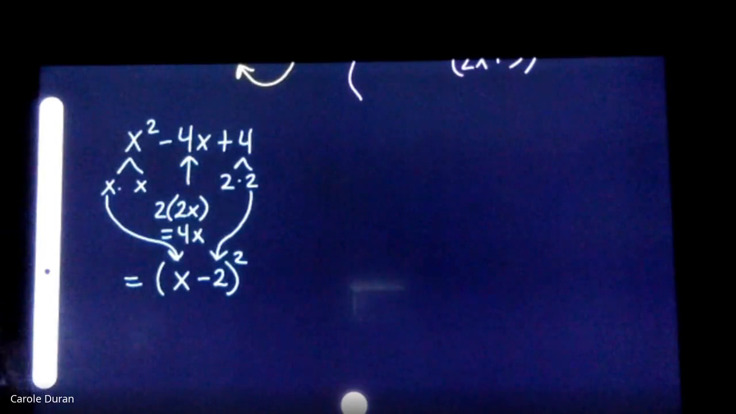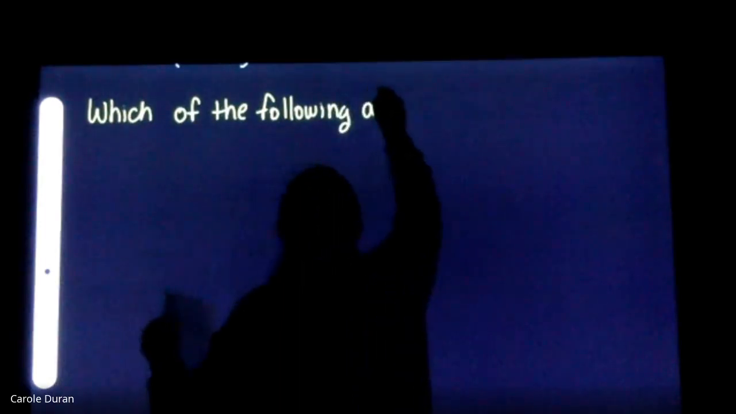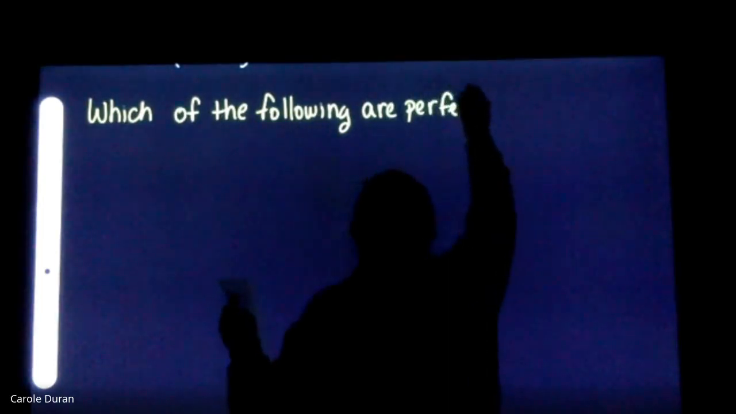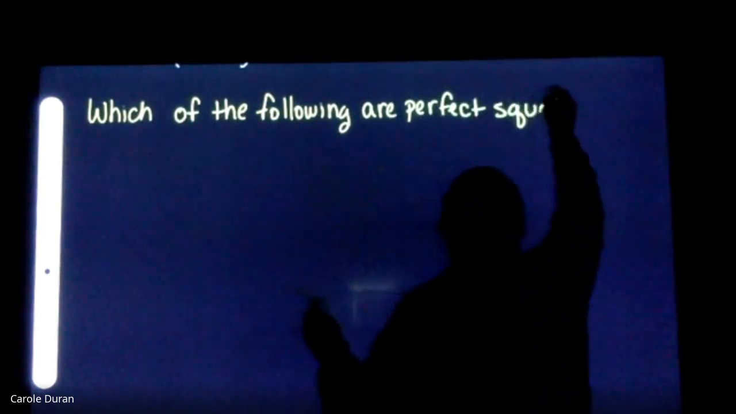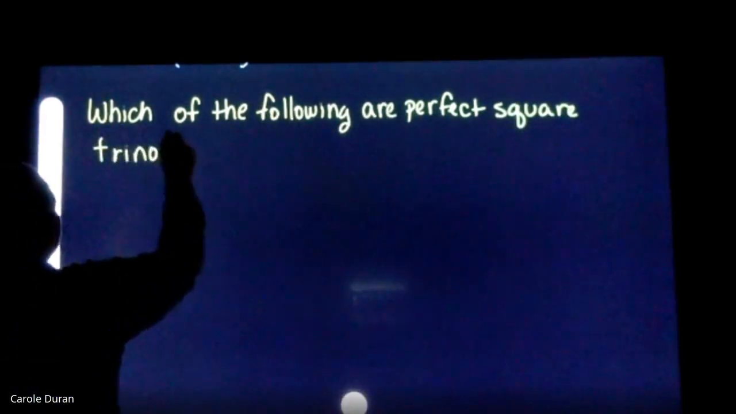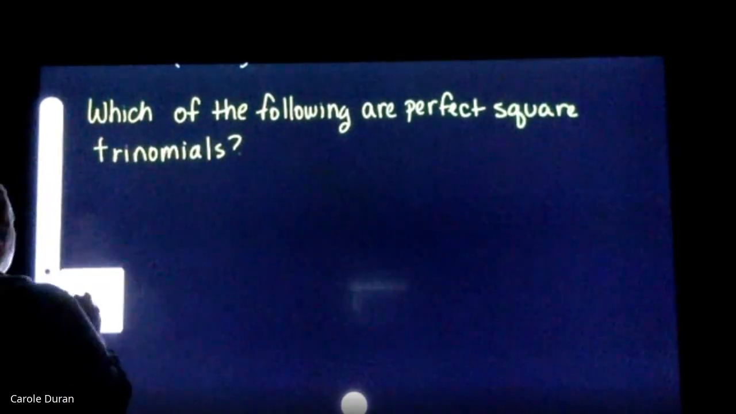Okay, so then I have one more question for you. And this is a very good test question to ask. So let's make sure we take note of it. So the question is, which of the following are perfect square trinomials? So you've got 4 options.